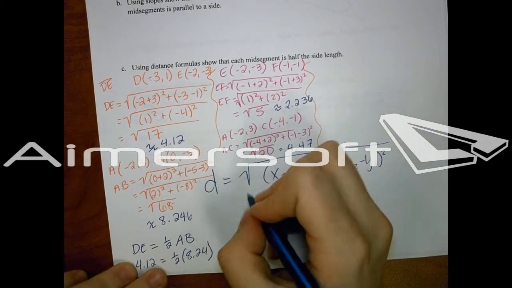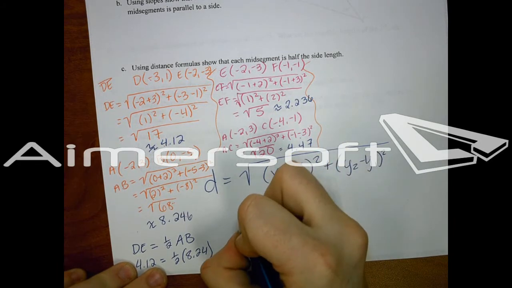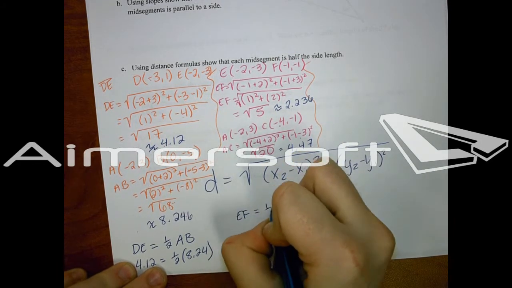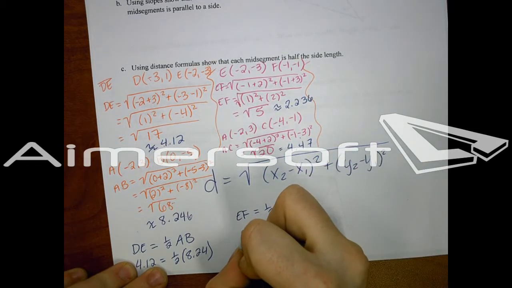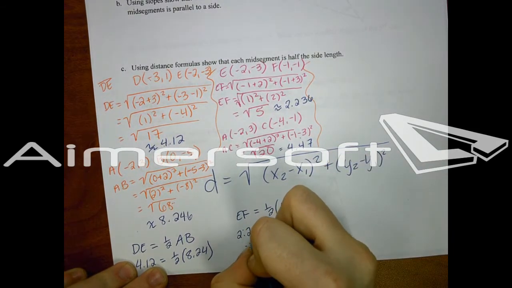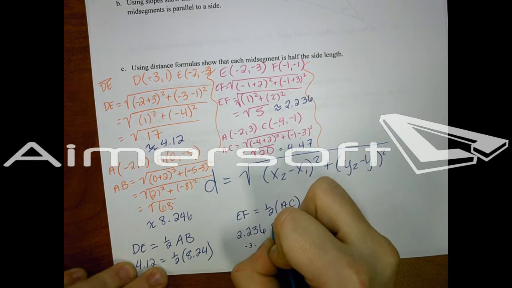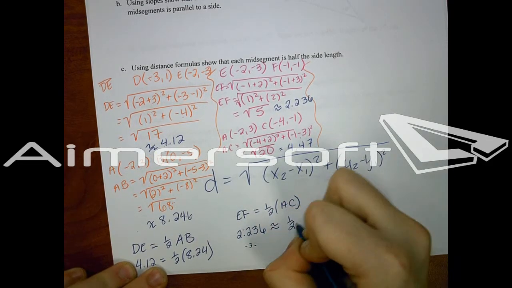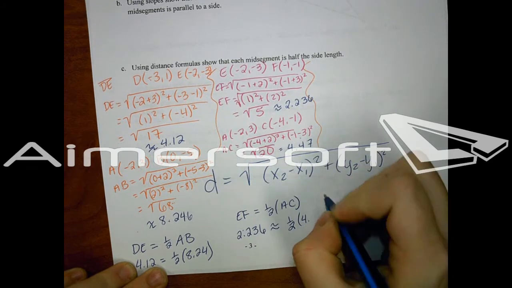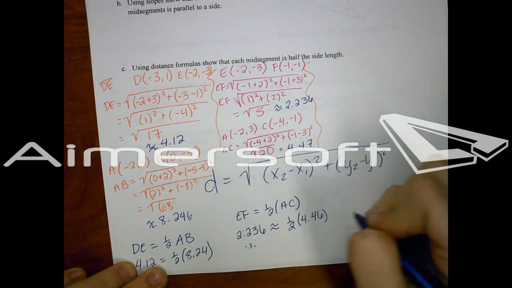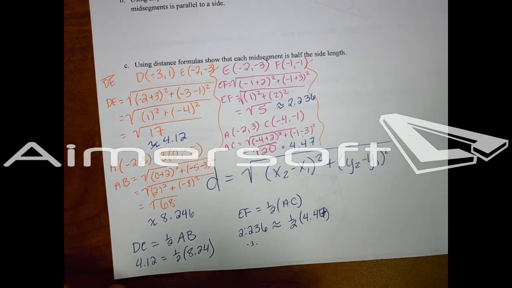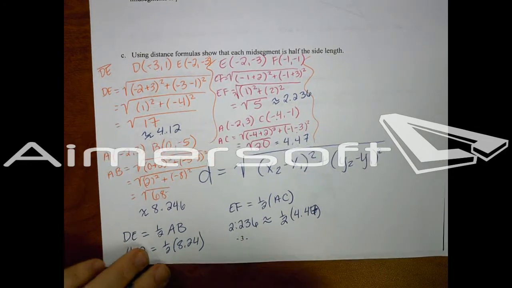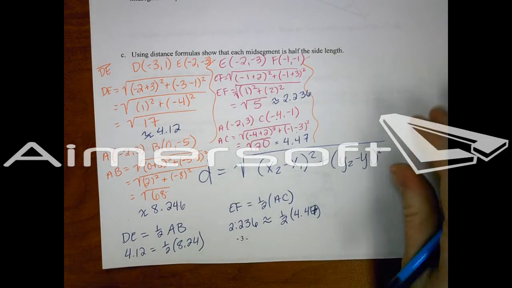So you're going to tell me EF is half of AC because 2.236 is approximately half of 4.47. It's not exactly, because I'm rounding, but it's very close.